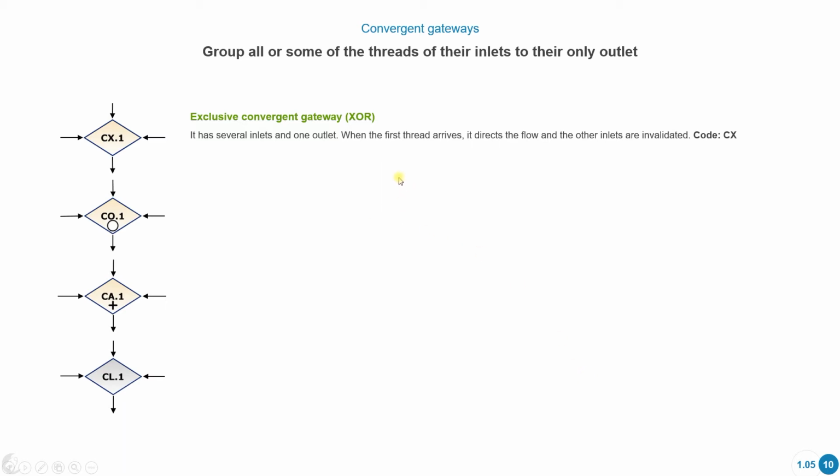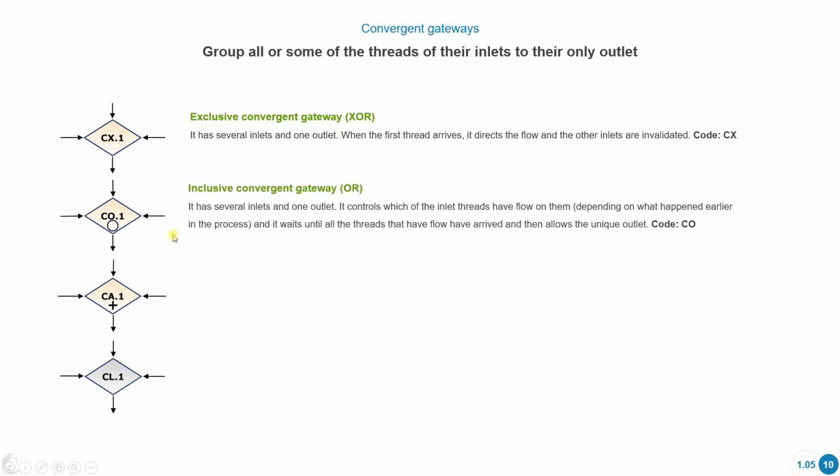This one is going to allow the flow to continue when the first thread arrives, and then all the other inlets are going to be invalidated. What this means is if later on a thread arrives from any other inlet, it doesn't matter. It's not going to work. It's not going to allow flow to continue out of this gateway because it already did. All right. Then there's the CO gateway.